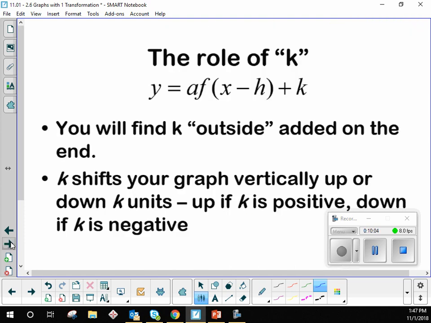Okay, so now we'll talk about k. K is on the outside of the function. So this will never be insider's lie because it's not inside anything, right? It'll always just be exactly how it looks. And this is a vertical shift because you're pretty much taking whatever your y value is, your f of x. You're taking your y and you're either adding or subtracting a value to it. So it's either going up or down.